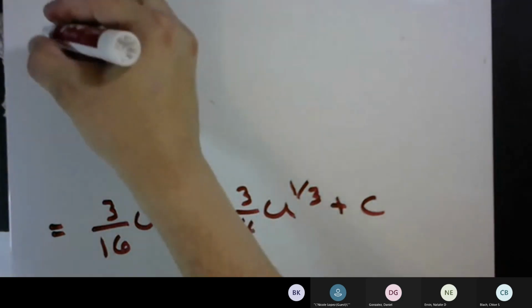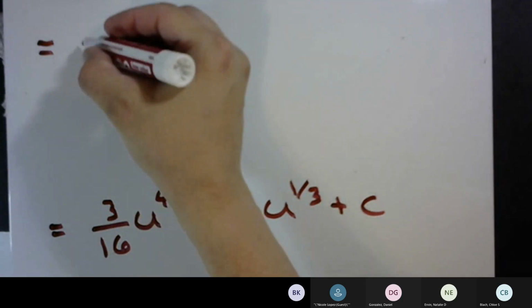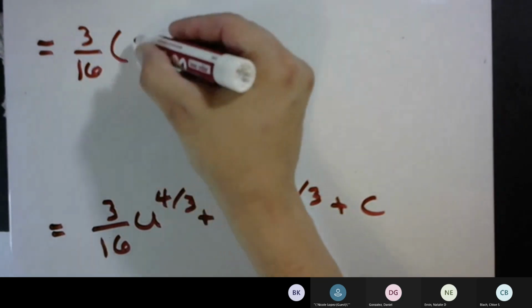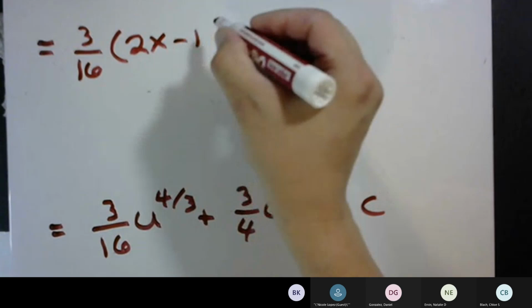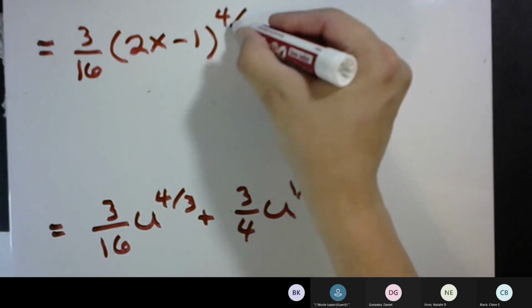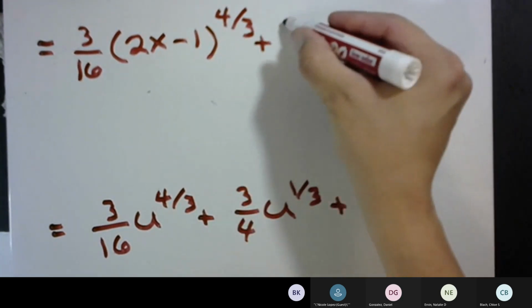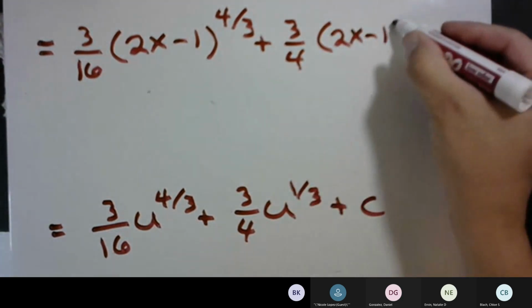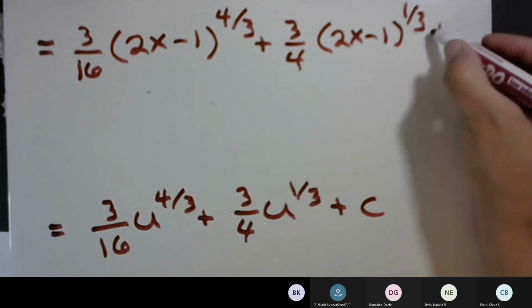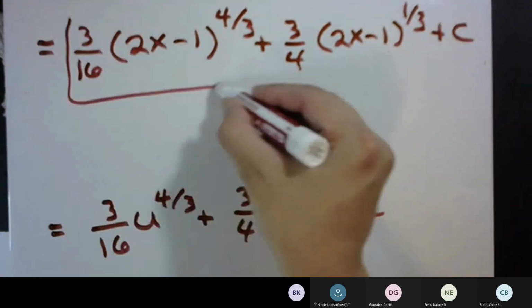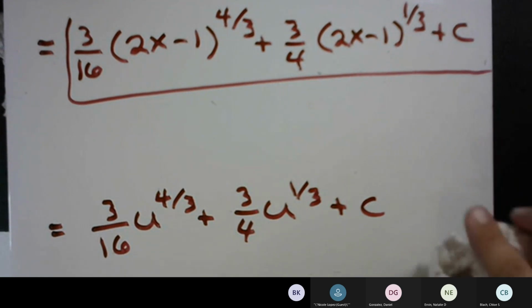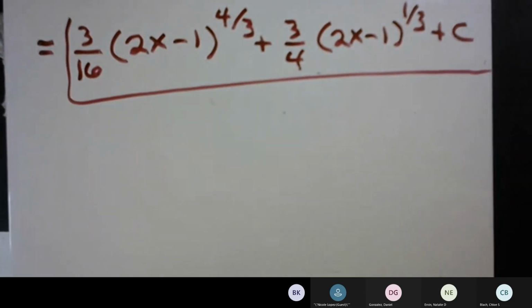And now we're going to replace u. Now u, if you recall, is 2x minus 1. So at the very end, we get 2x minus 1 to the 4/3 plus 3/4 2x minus 1 to the 1/3 plus c. And that's going to be our answer. So questions about that?